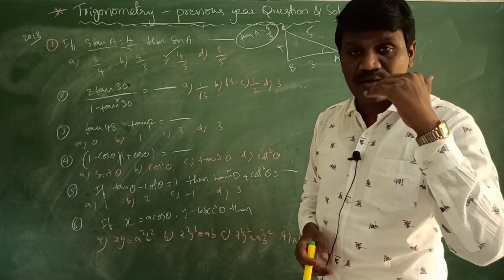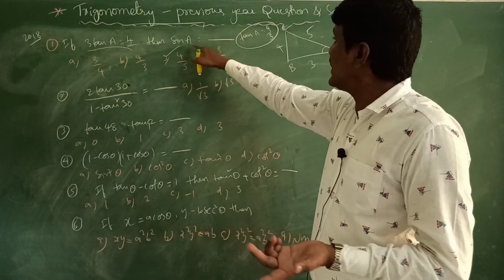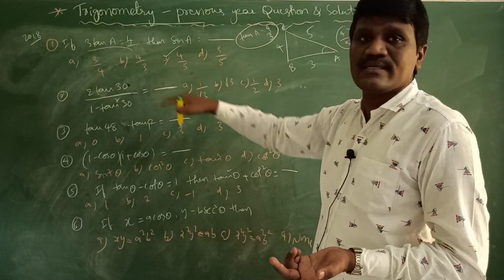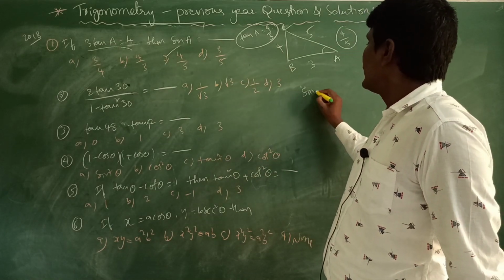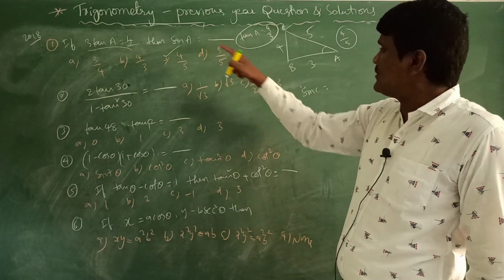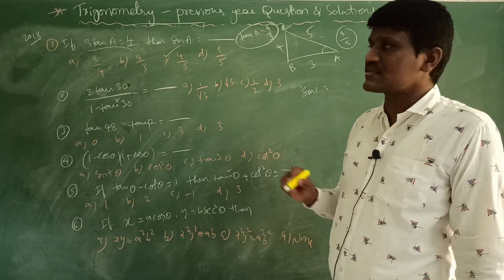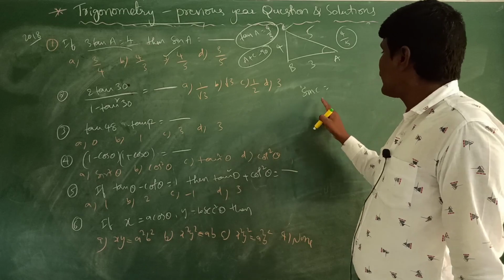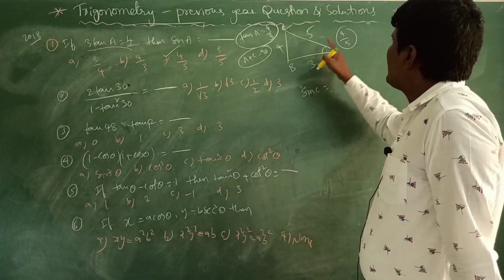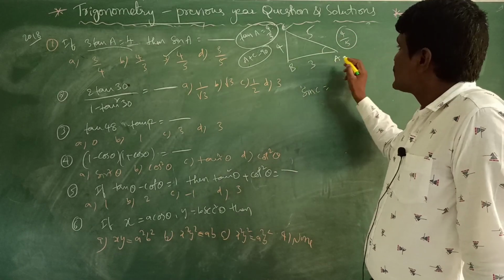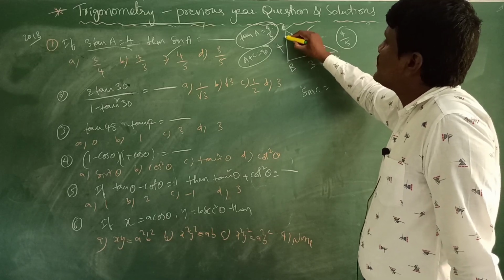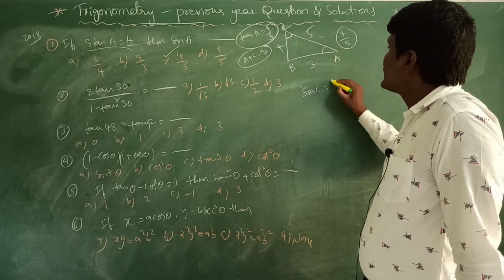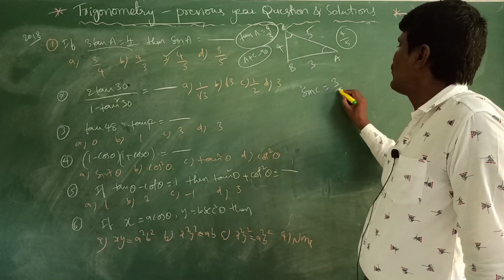But in the question, instead of sin A, they may give sin C. Then what will you write? Same question, what is the sin C value if they ask? And if A plus C is equal to 90, what is the value of sin C? Sin A we directly wrote as 4 by 5. So for sin C, you take the angle's opposite side, which is 3, and the hypotenuse is 5.